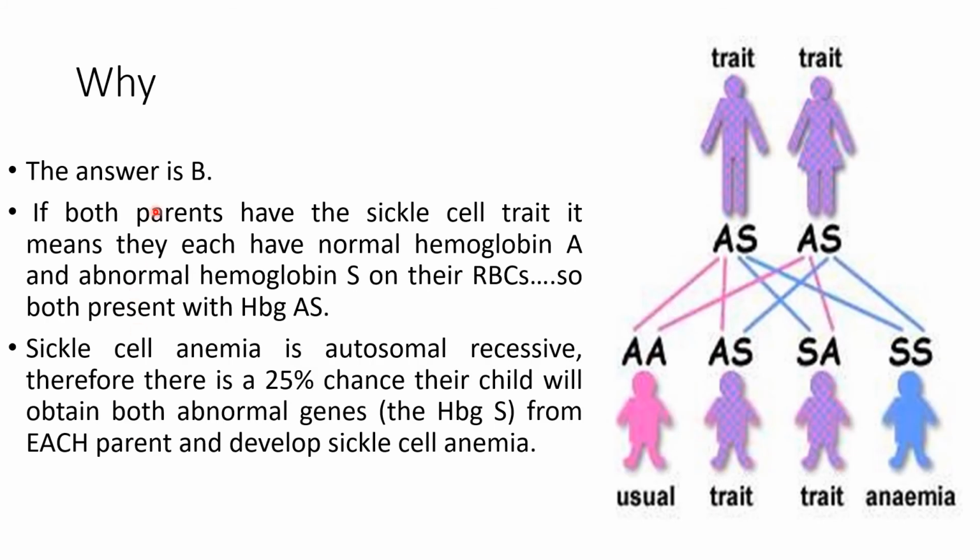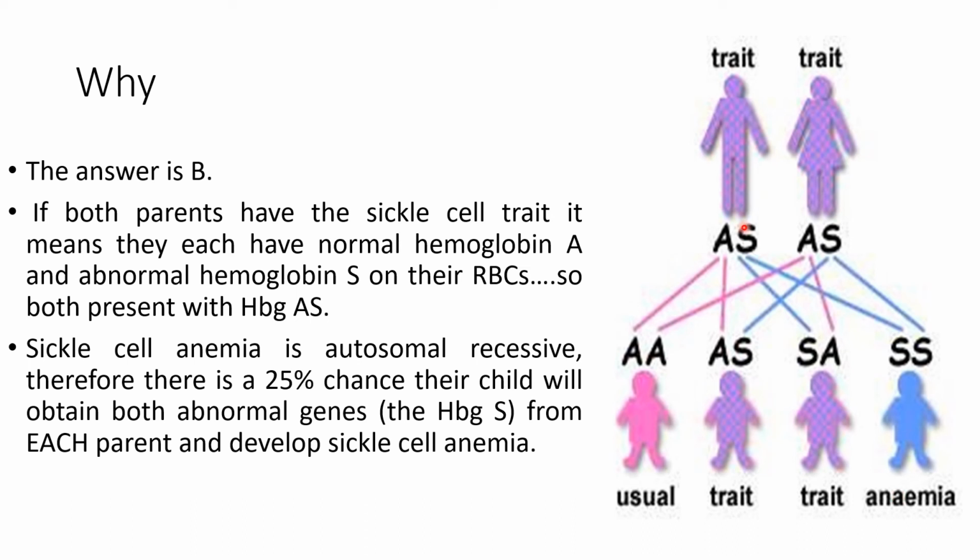Coming to the discussion, the answer is B. That is, 25% of their children will have sickle cell anemia. See here, both parents have sickle cell trait. That means in both of them one gene is abnormal. So out of these four children, one child is normal, that is 25%. Two children have sickle cell trait, that is 50%. And only one child has anemia, that is 25%.